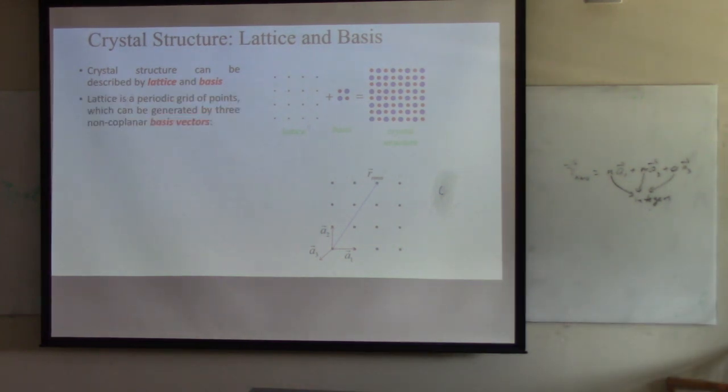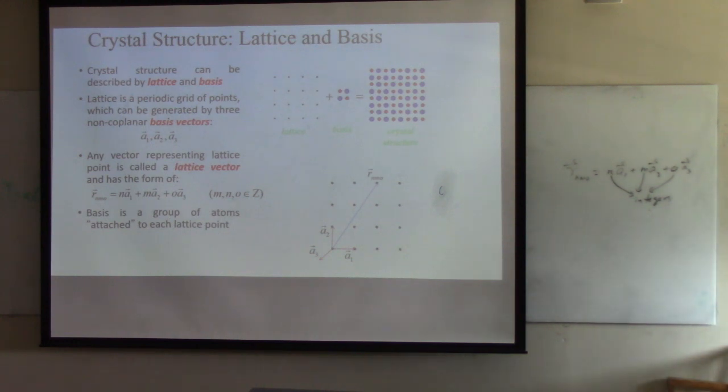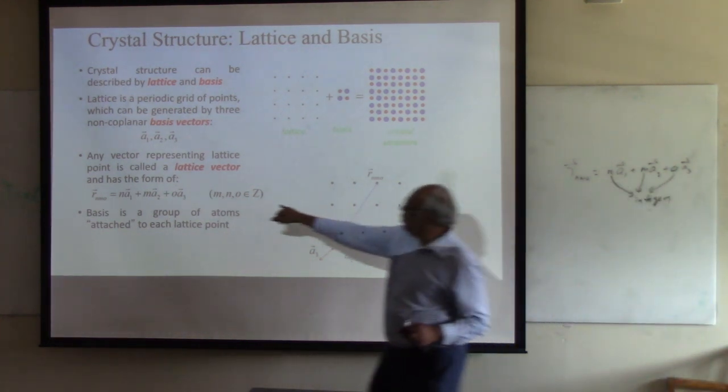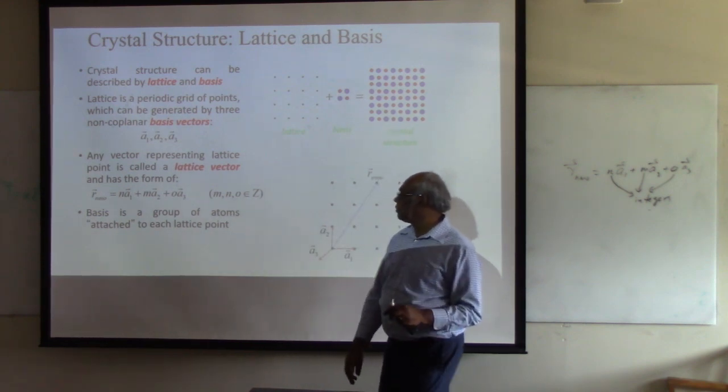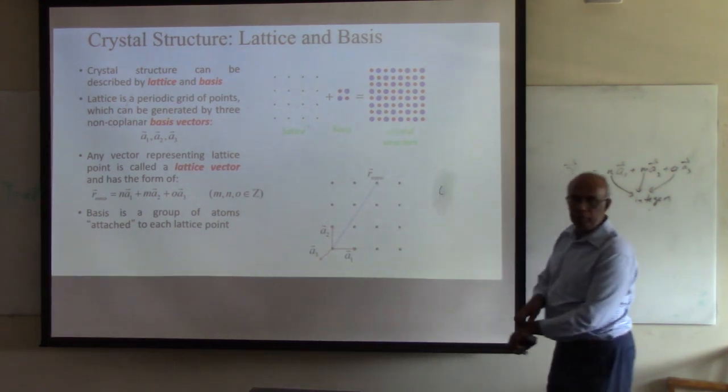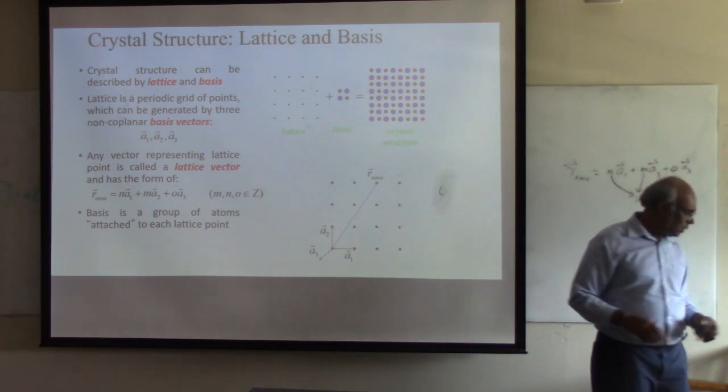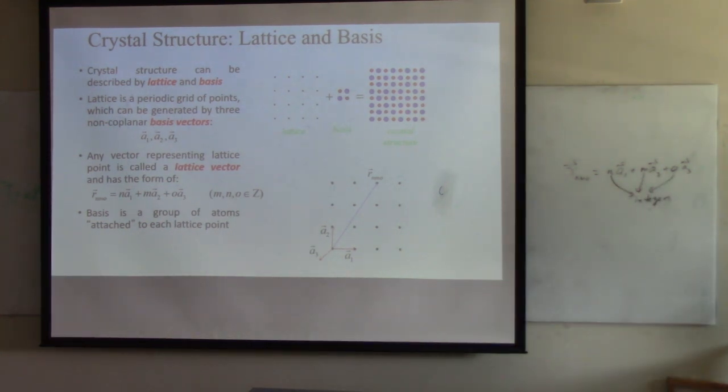Yeah, let me write this one. These basis vectors A1, A2, A3, this M, N, O have to be integers. Is that clear for everybody? So that's the important thing. So let me show you some of the primitive vectors. These are called the basis vectors.